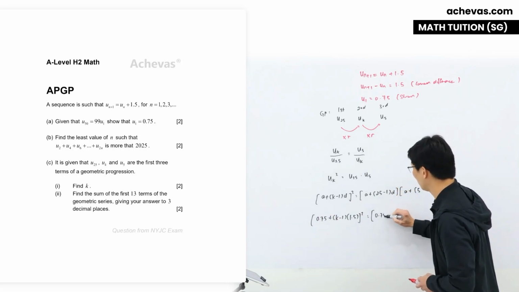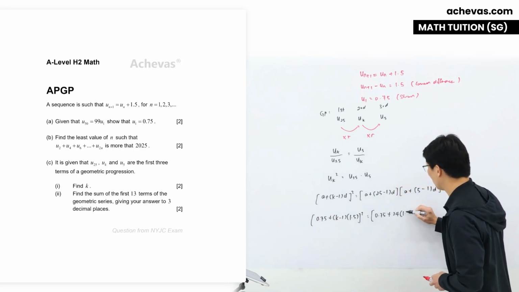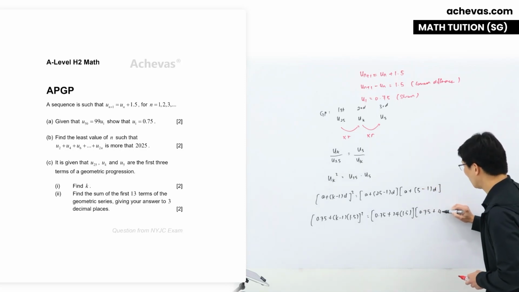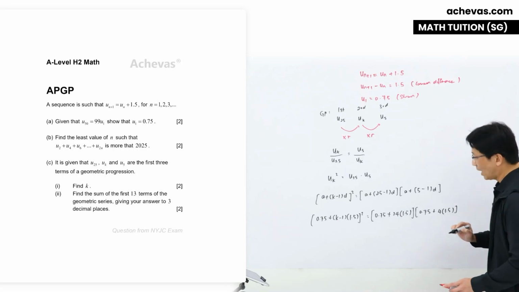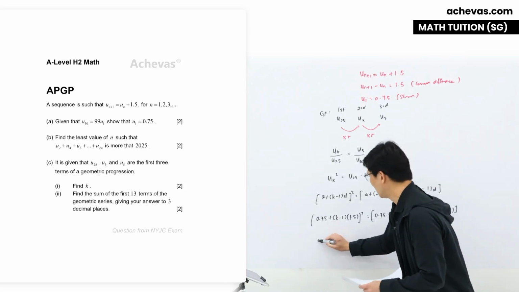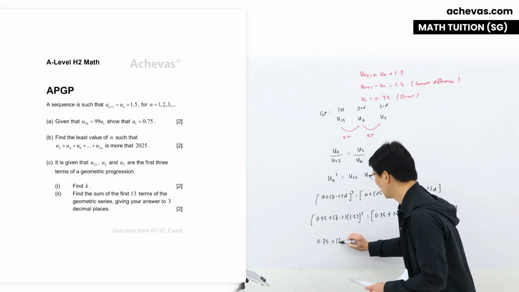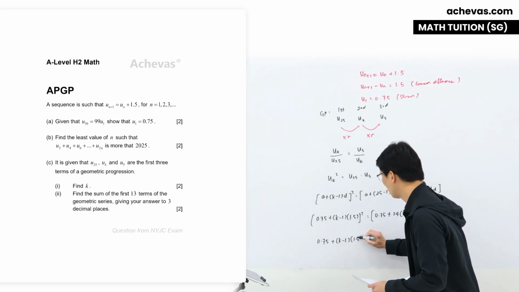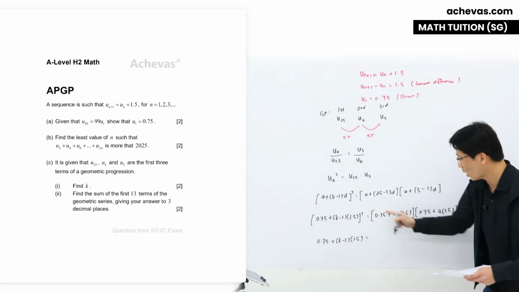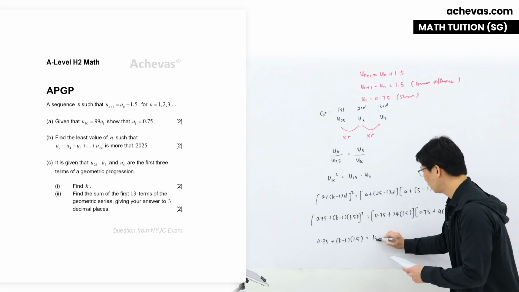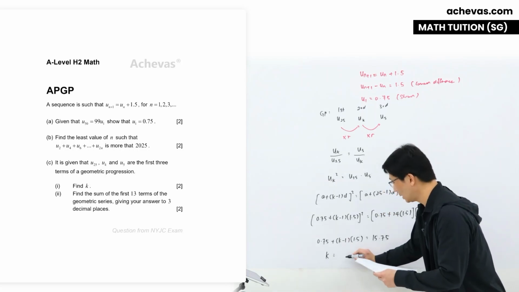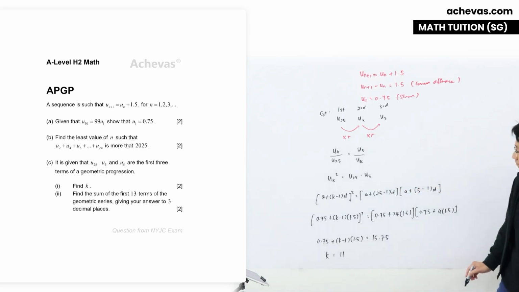Same thing here. This is 0.75 plus 24 times 1.5. This is 0.75 plus 4 times 1.5. And using our calculator to evaluate this expression, 0.75 plus k minus 1 times 1.5, pressing this whole expression into the calculator and square rooting it, I'll get a value of 15.75. And solving for k, the answer is equal to 11.